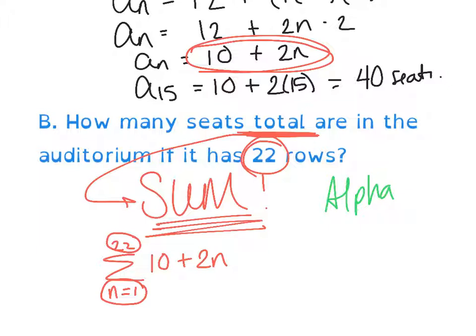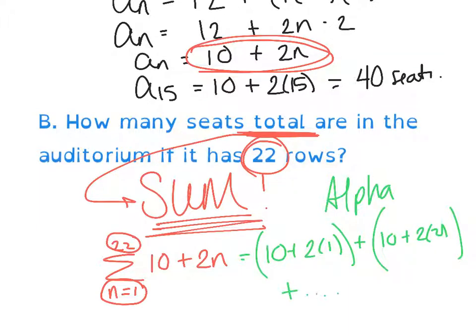Let me remind you to do this by hand. You are doing 10 plus 2 times 1 plus 10 plus 2 times 2 plus dot, dot, dot, dot, and you are going up to 22 and adding all those together.